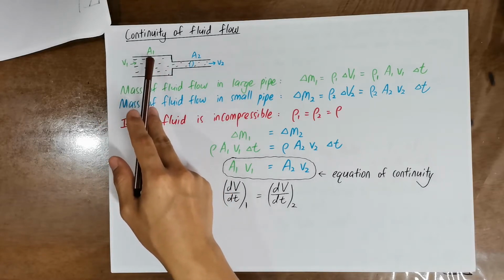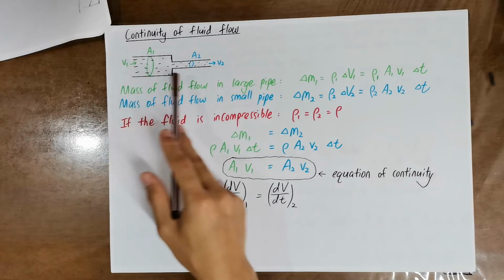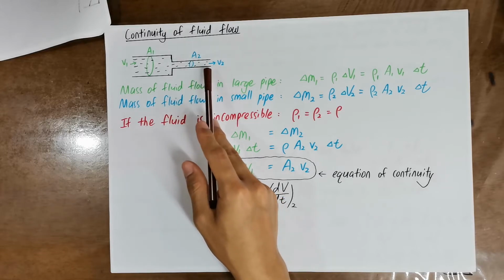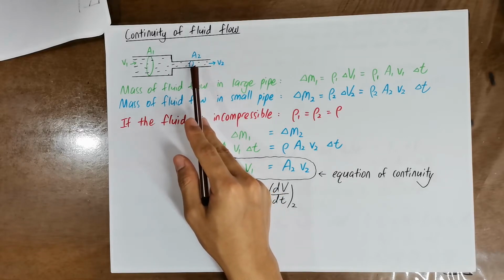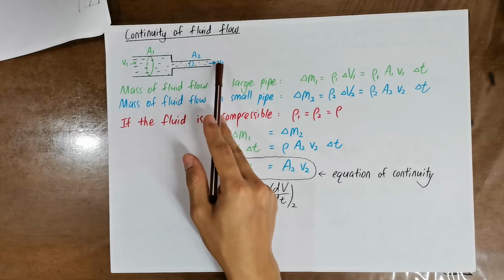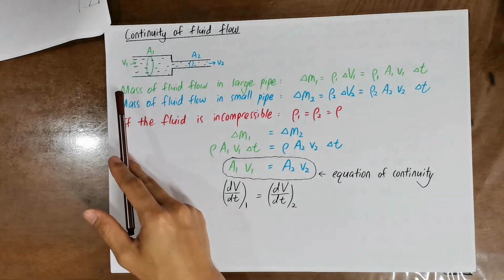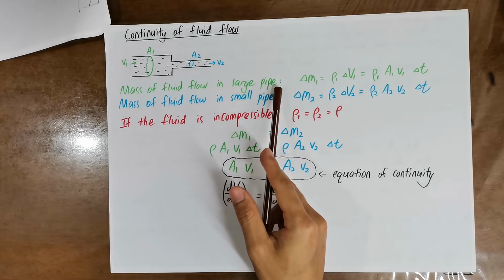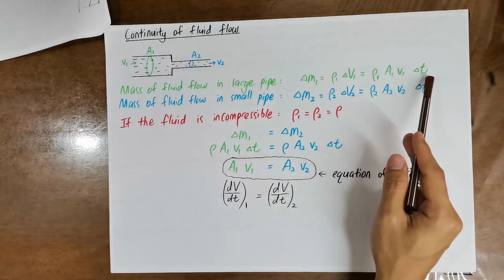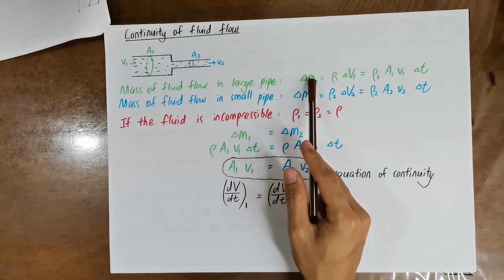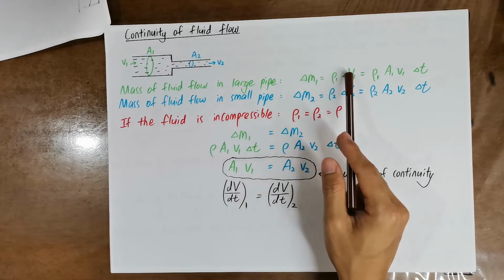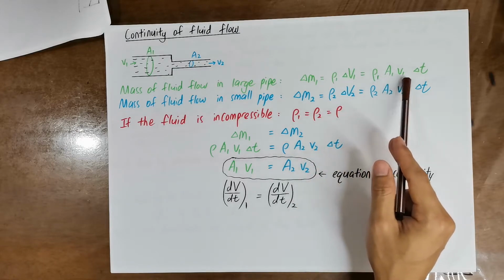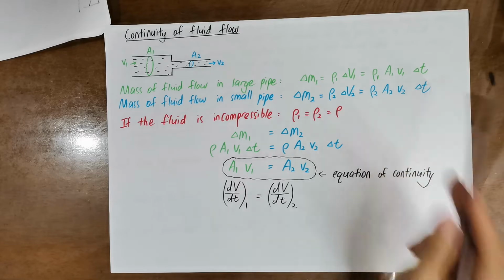The cross-sectional area of the larger pipe is A1. The cross-sectional area of the smaller pipe is A2. The velocity of the fluid that flows in the smaller pipe is V2. The mass of fluid flowing in the larger pipe in a small time interval delta t is delta m1. Delta m1 is equal to rho 1 times delta V1, and delta V1 is A1 V1 times delta t.